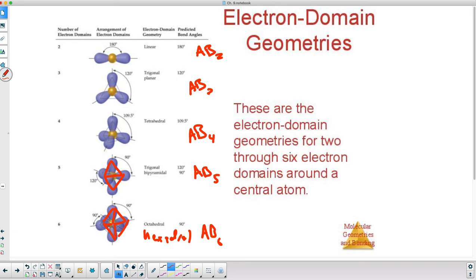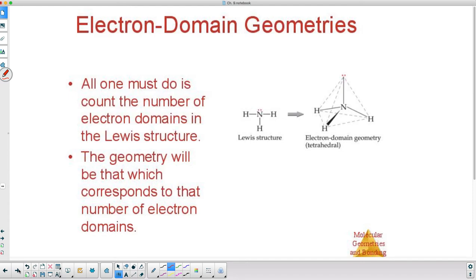We don't go higher than 6 because no central atom bonds to more than 6 things at one time. 6 is the upper limit, and 2, if you have just one thing bonded, like the compound CO, then obviously it's the same as linear, it doesn't matter. Okay, so electron domain geometries.